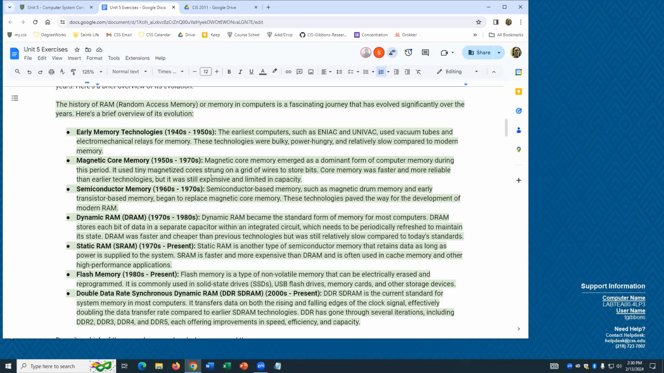Early ones, back in the 40s and 50s, were electromechanical relays. So what does electromechanical mean? It means there was an actual mechanical switch moving. And you've probably heard the story of Grace Hopper's lab on the ENIAC and a moth getting caught in the mechanical relay, that being one of the first bugs.